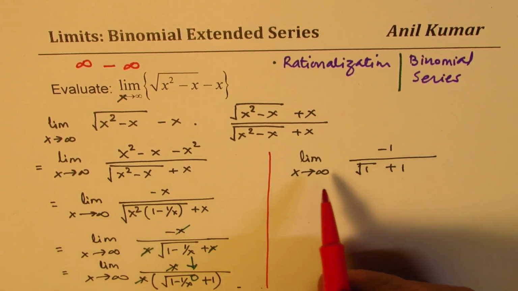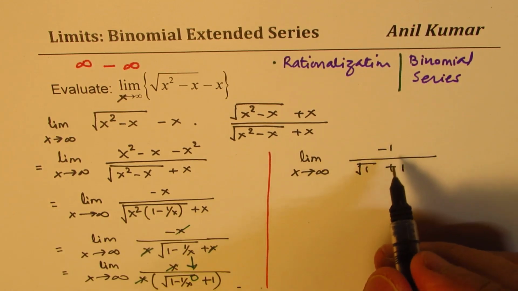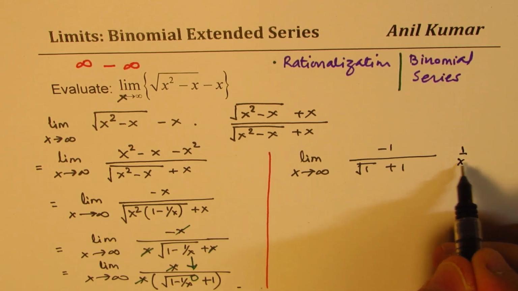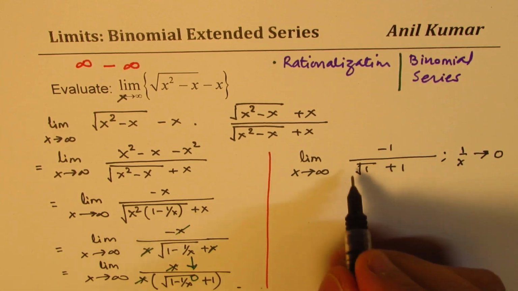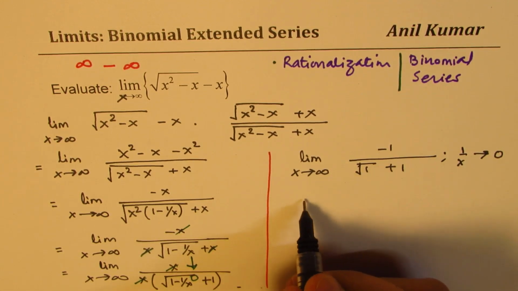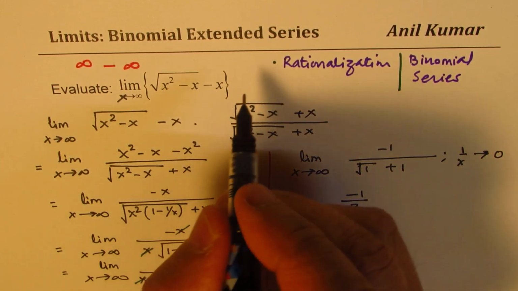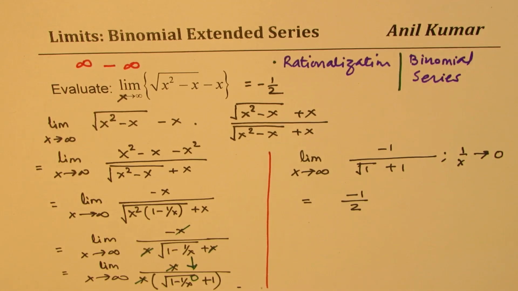So when you think about it, when x is approaching infinity, then all this is equal to minus 1 over, since 1 over x approaches 0, right? So what we get here is basically equal to minus 1 over 2. So the limit of this function is minus 1 over 2. So we could easily solve this particular question using rationalization.